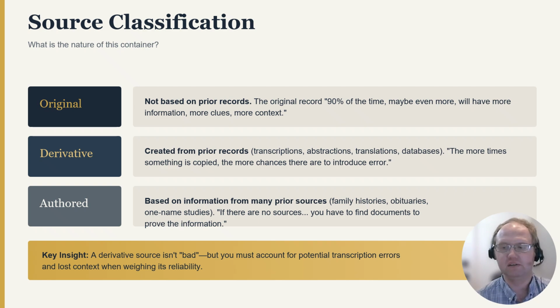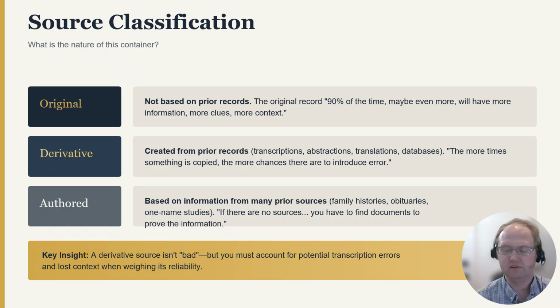A derivative record is a record that was created from a prior record that previously existed. So these are transcriptions, abstractions, translations, databases. Somebody made an index card file. They copied all the town records into it for your easy convenience, so you wouldn't have to look through the original. Or even if they made copies of it. Even the ones written by hand are derivative. It doesn't have to be typed to be derivative; it can be handwritten too, if it's a copy.